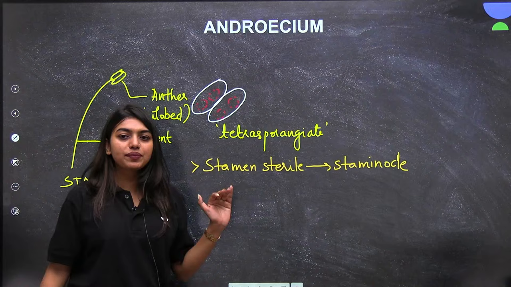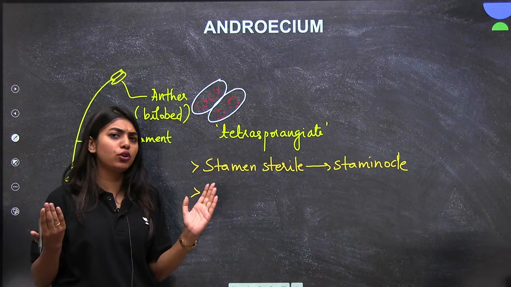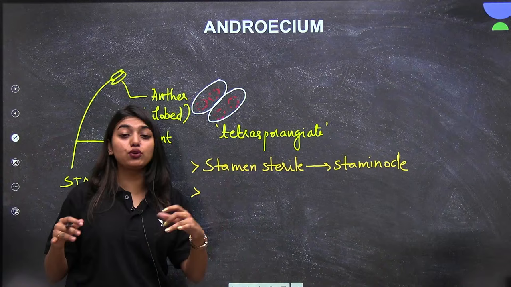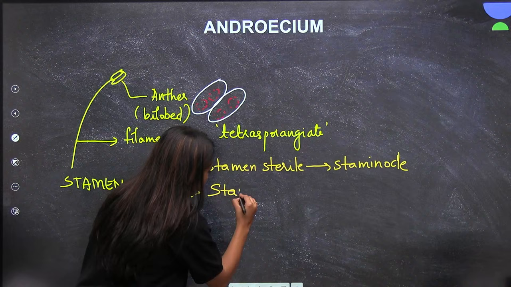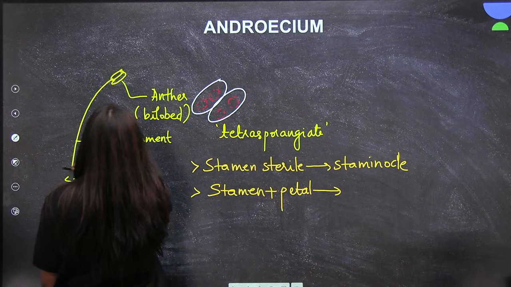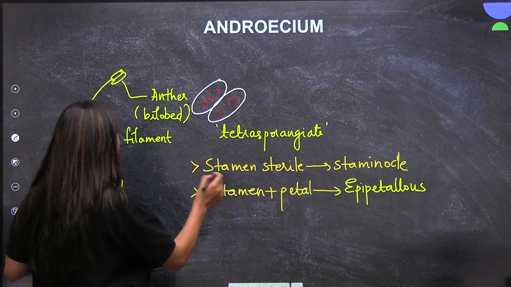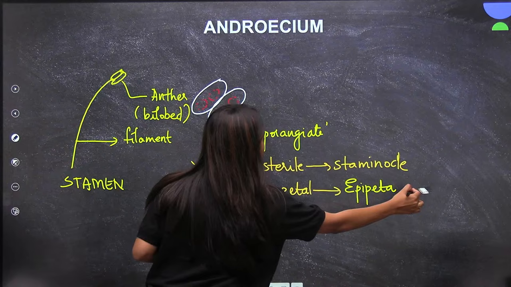Now, depending on fusion, stamen can be fused with other floral parts. Agreed? We studied gamosepalous and polysepalous, that means they were fusing with each other, right? Now, here you are going to study what it will be called if the stamen is fused with any other floral part. If the stamen is fused with petal, I will call it epipetalous. Got it? All of you are with me? Following? Not very difficult, no?